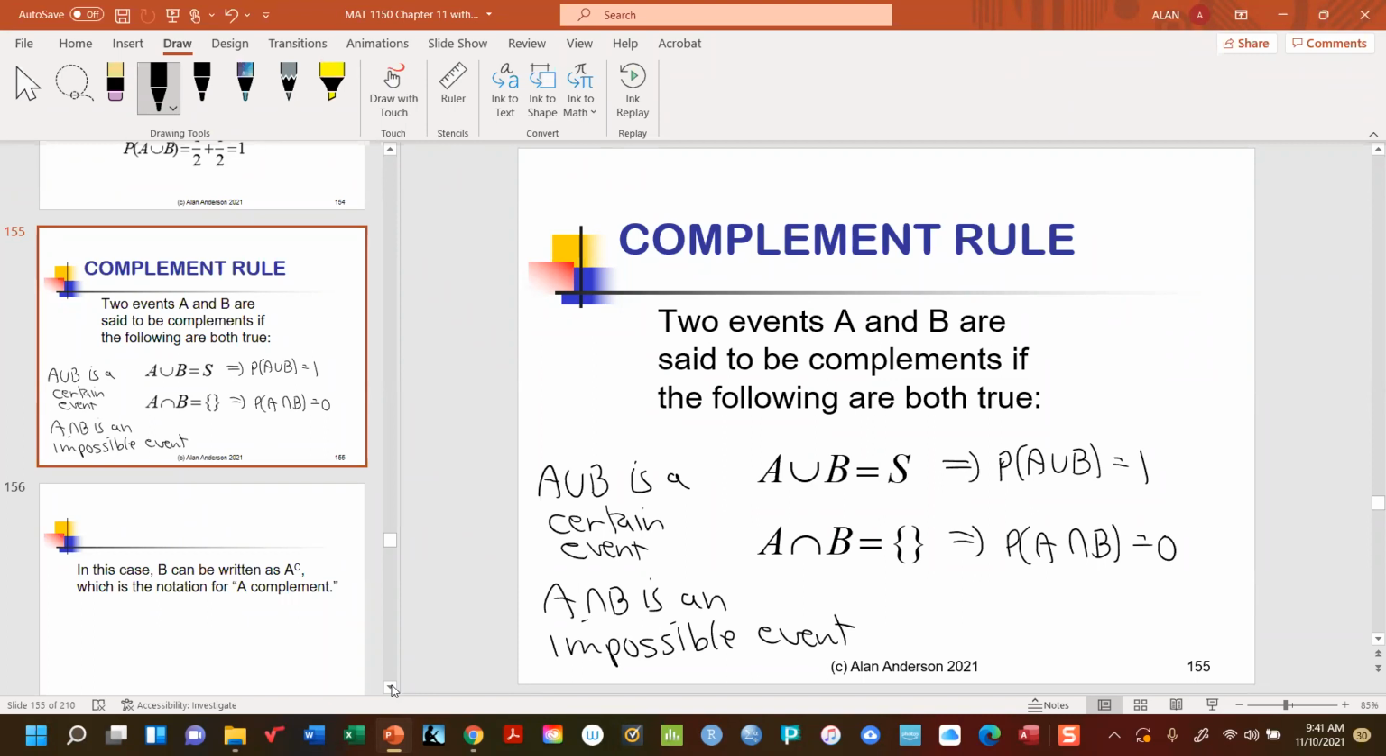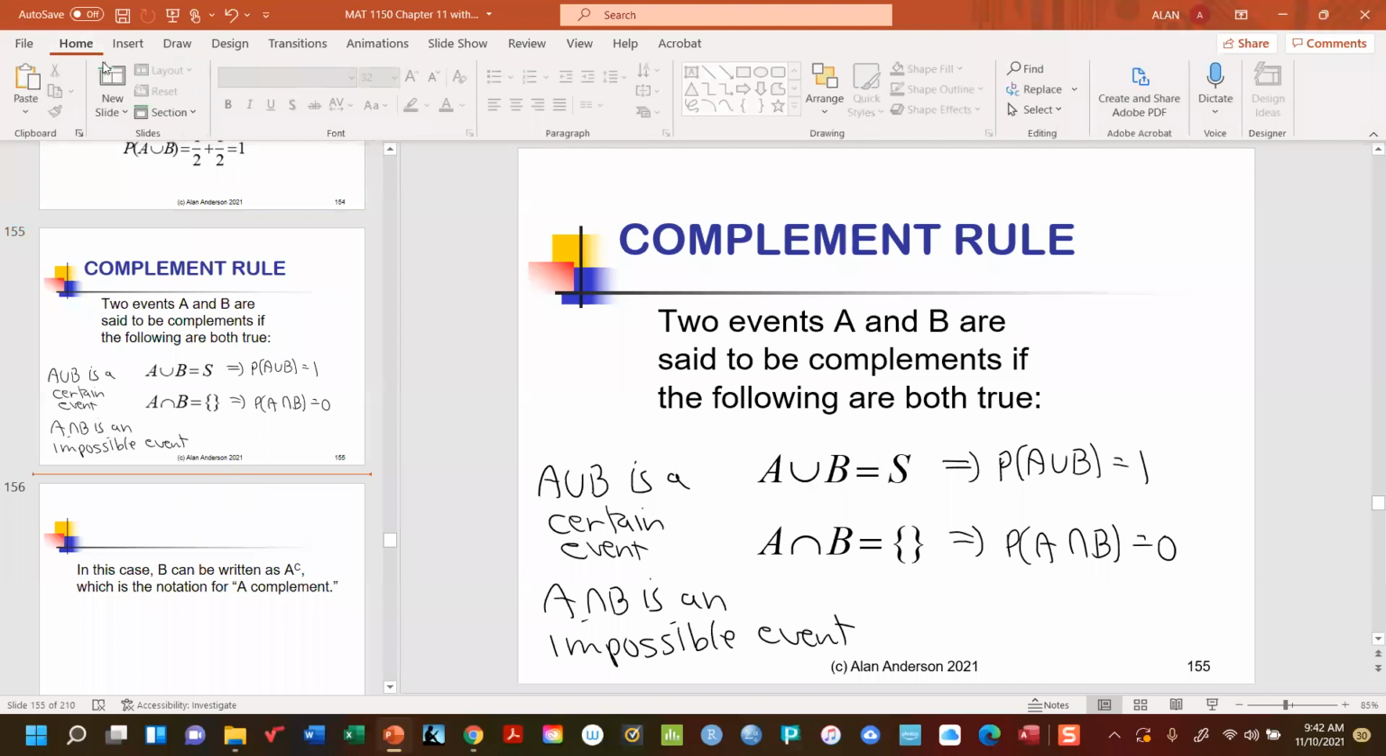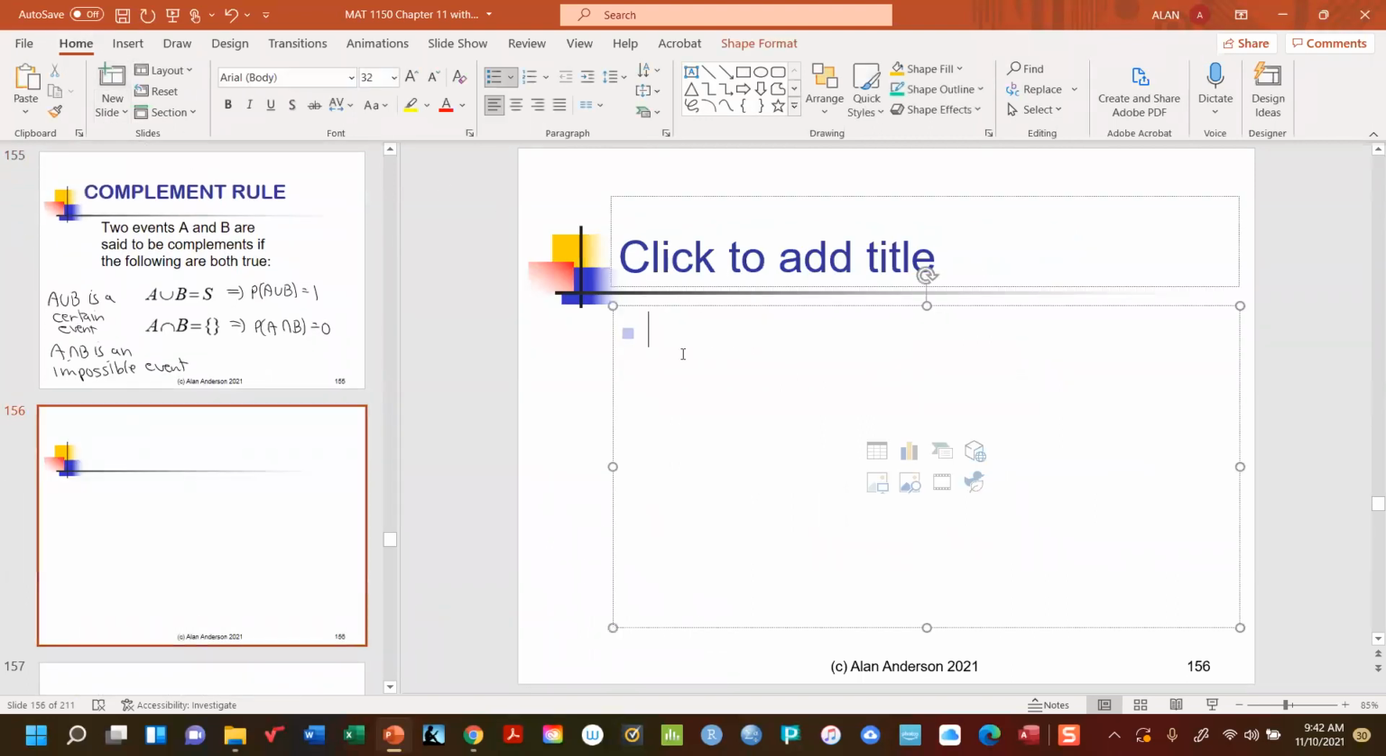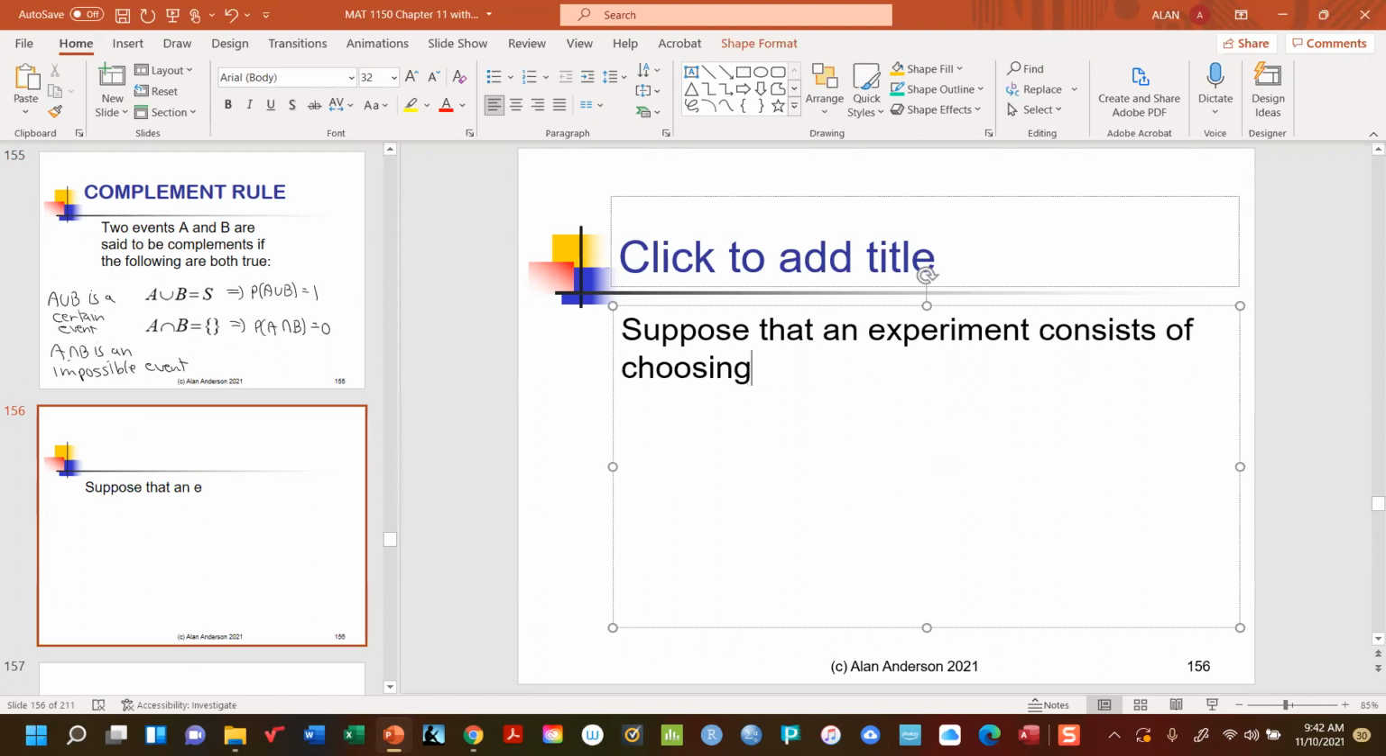So you're probably wondering, what, I can't imagine anything in the real world that would work like this. Well, there's actually lots of good examples. Once you get the hang of it, you can think of any number of examples you want. So let me show you a good example of this. And again, it involves our old friend, the games of chance. The deck of cards, for example. So suppose that an experiment consists of choosing a card from a deck.